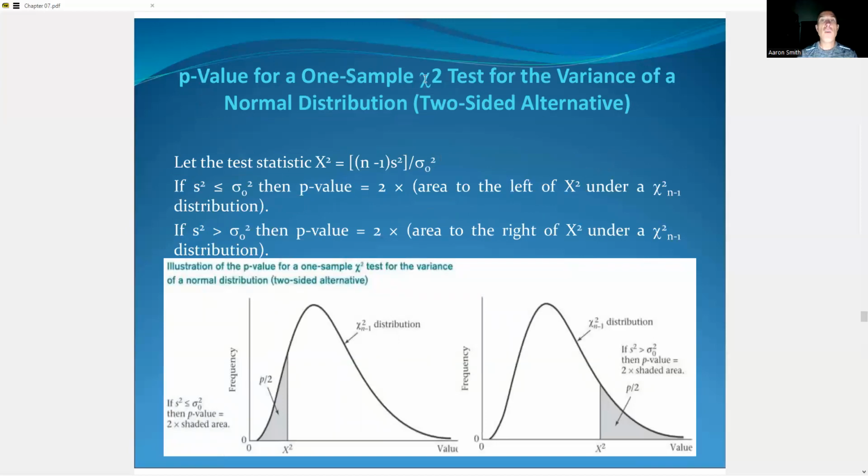All right, so the p-value for a one sample chi-square test for the variance of a normal distribution, two-sided alternative. So now I want to do a hypothesis test on the variance of a distribution.